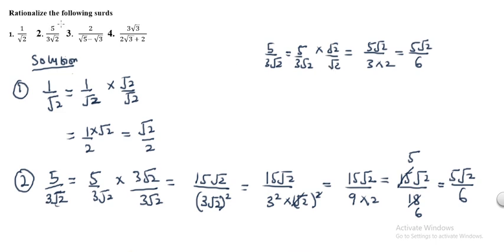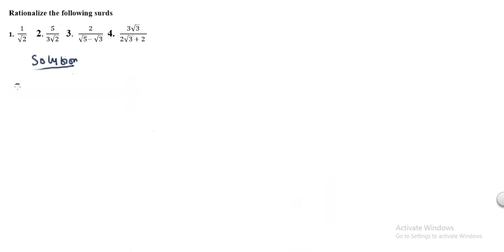Let's look into the next example. For the third example, we have 2 divided by root 5 minus root 3. Now, if you have this kind of example, you cannot just multiply the numerator and denominator by root 5 minus root 3, because you are still going to get a surd. So if you have a denominator where a surd is added to or subtracted from another surd, you have to get a conjugate. What do I mean by a conjugate? A conjugate is the number that will cancel out the surd.